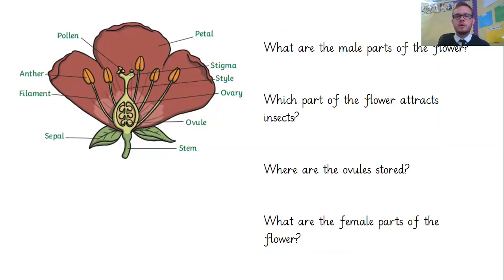So, what are the male parts of the flower? Can you remember? Well done if you said anther and the filament. And of course, pollen is the product of that. Which parts of the flower attract insects? Yep, it's the petal. Where are the ovules stored? In the ovary, well done. And what are the female parts of the flower? That's right, the stigma, the style, and the ovary itself.